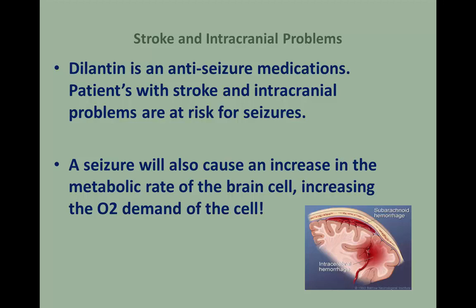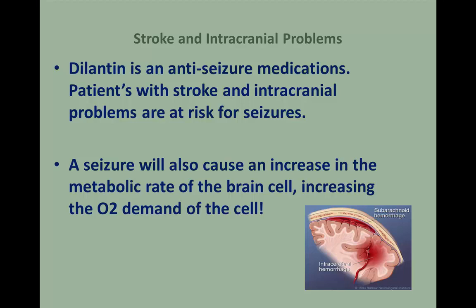Dilantin, you already know, it's an anti-seizure medication, and anybody with an inflammatory process in the brain or having a stroke is at risk for seizures. Here's the key thing that you have to remember: a seizure is going to be this abnormal firing of the neurons, and it's a very rapid fire. And if I said to you, go run from here to Dallas, you know that your cell's metabolic rate as you run is going to increase.